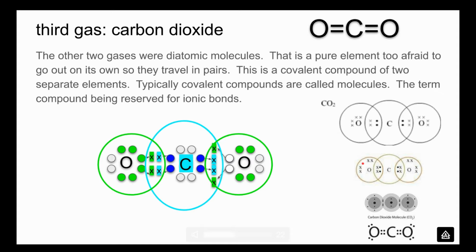Typically, a covalent compound, they call it a molecule. I'm lazy with those terms, and a compound is supposed to refer to ionic bonds like salt. Some teachers are picky about that, I'm not.